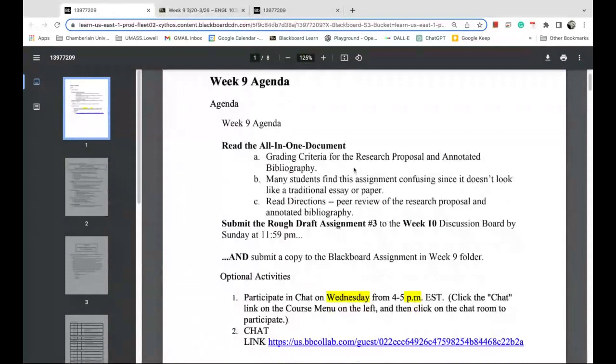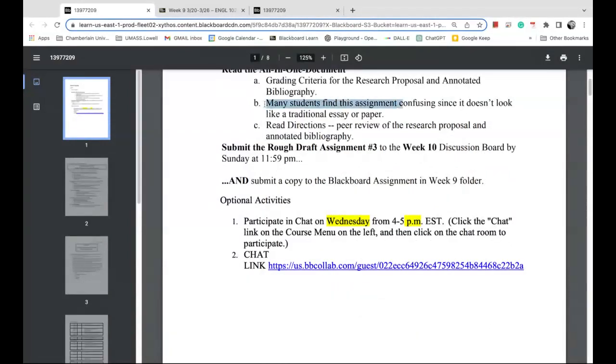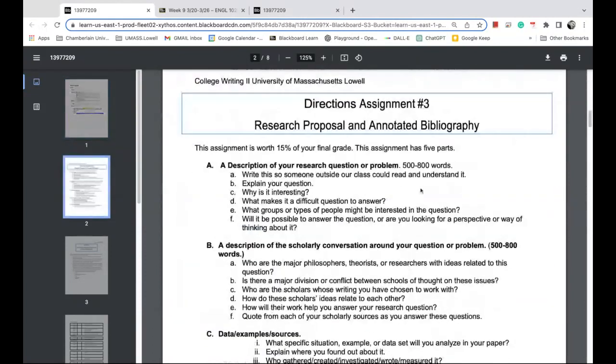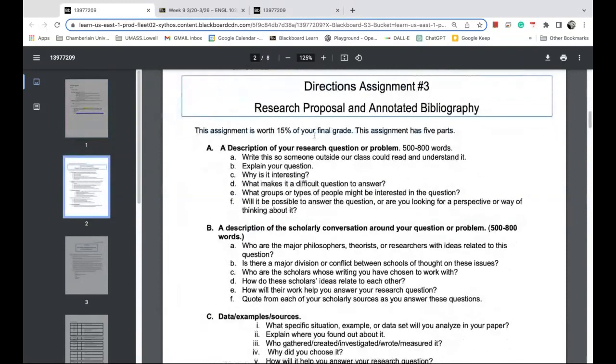Here you're supposed to be reading the criteria for this research proposal and annotated bibliography. The idea is this is not an actual essay in a traditional essay format. You want to use APA format, but you're also just answering questions, so you're not really writing an entire essay. Let me show you here. You're trying to do these 2 things, which are part of the research paper writing process: a proposal and an annotated bibliography.